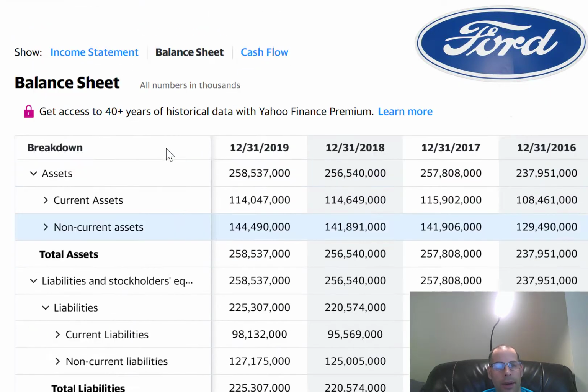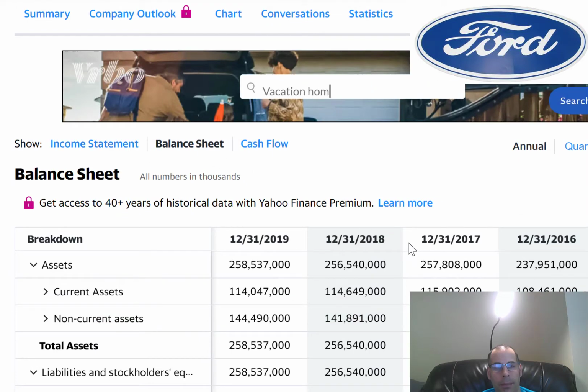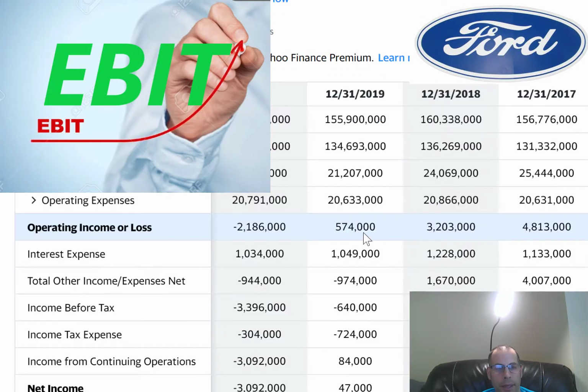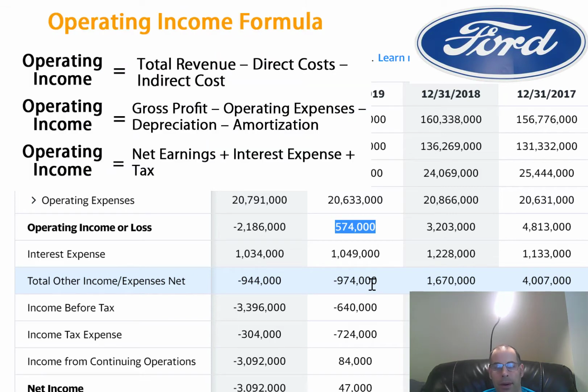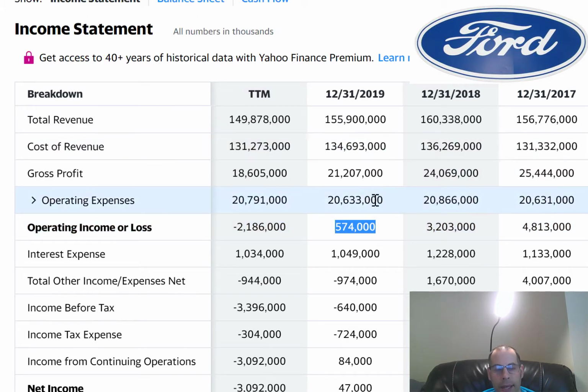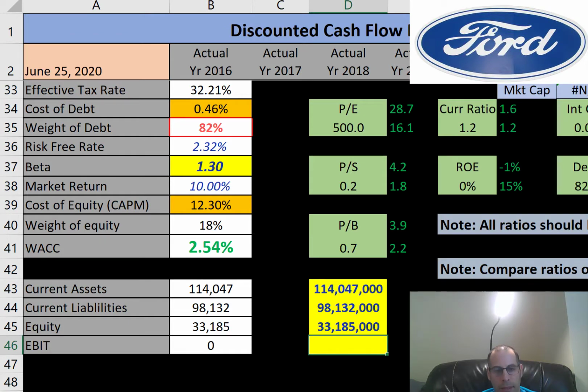Let's get their operating income, or EBIT. You can see in 2019, they didn't really have much operating income, only $500 million. In the prior years, they had $3-4 billion. So it looks like just that year they had a weak year, and it probably got worse in 2020 because of coronavirus. Sales are down. Let's just put it into the model.